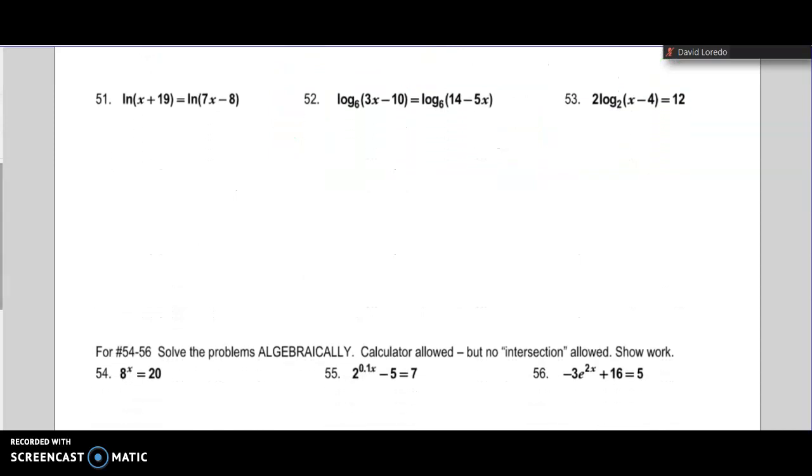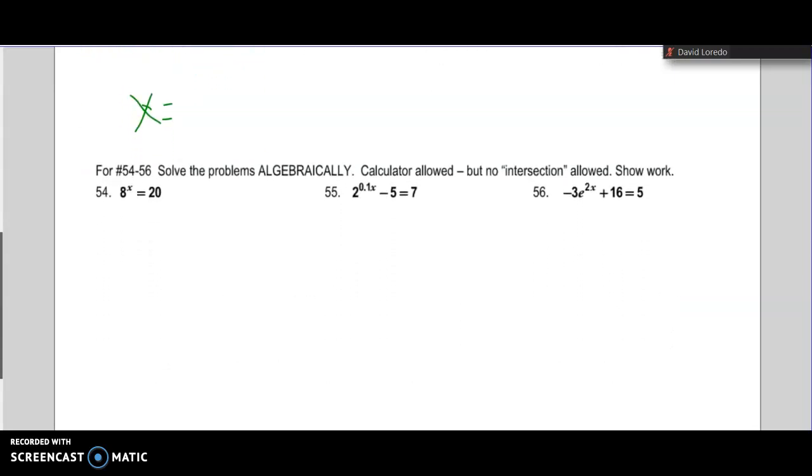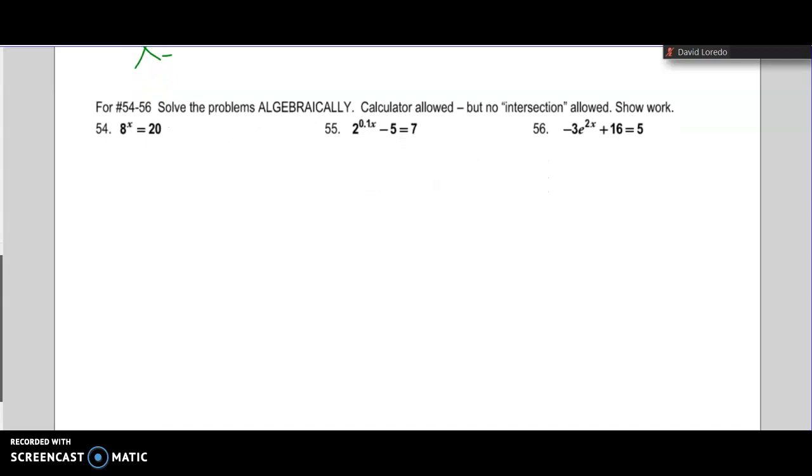All right, 51 through 52, or 51 and 52 anyway. Similarly to the previous three, once you have the same log in front, just set your arguments equal to each other. So 51, we'll just take the arguments and then solve for x. 53, isolate the log, rewrite as an exponential, solve from there. And that is in some previous notes, some previous assignments we've done. In fact, the rest of this stuff is relatively new. 54 through 56, check D3, D4, D5.